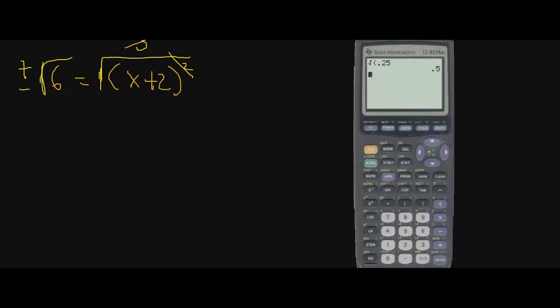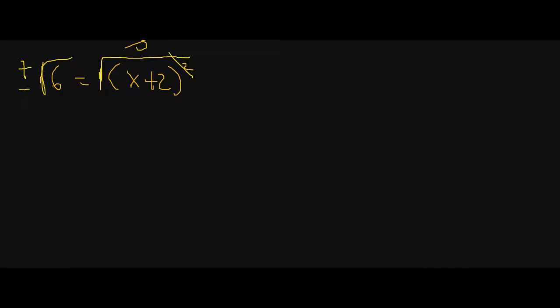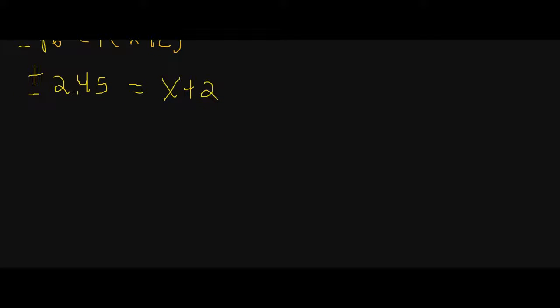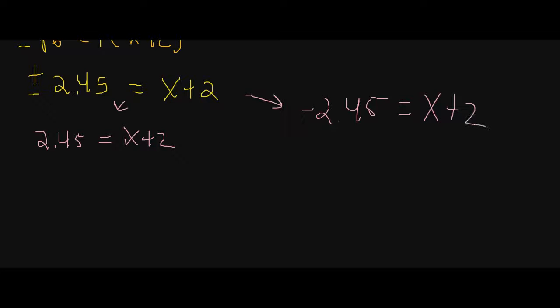Now let's go ahead and do that. The square root of 6 will probably be a decimal answer. It's 2.449, so I'll just do 2.45 to be easy. So we get plus or minus 2.45 is equal to x plus 2. Just like before, all we have to do is break this up into 2 equations. We get the positive 2.45, from this section over here, is equal to x plus 2. And now we get the negative 2.45 is equal to x plus 2.